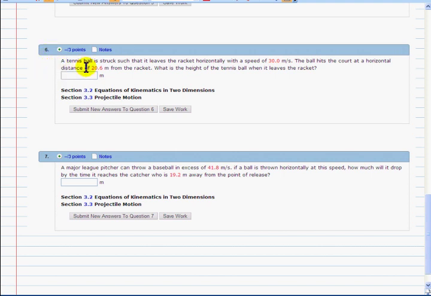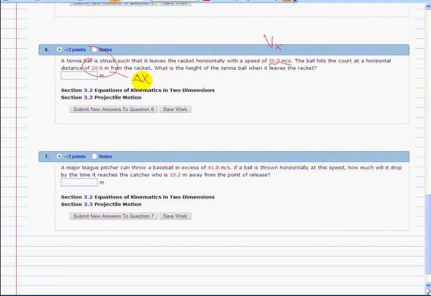Number 6 reads, a tennis ball is struck such that it leaves the racket horizontally with a speed of 30 meters per second. That's your velocity in which direction? If it's a horizontal speed, that's your velocity in the x direction, right? The ball hits the court at a horizontal distance of 20.6 meters from the racket. So that's your delta what? If it's a horizontal distance, that's your delta x, right?